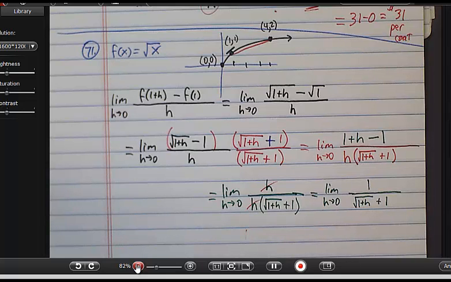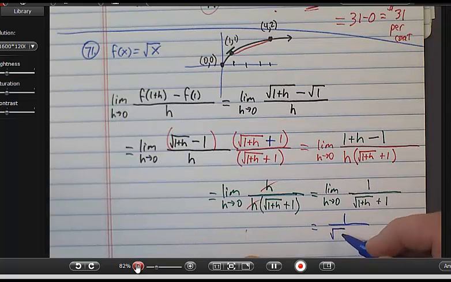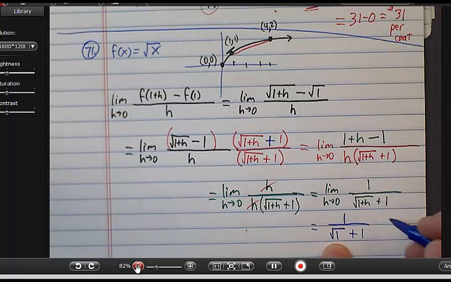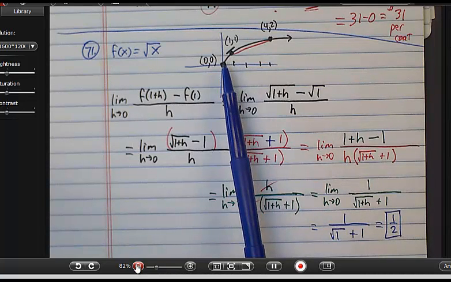Now, can we do it? If you put a 0 in for h, does it work? Yeah, this function's continuous at 0. So we get 1 over the square root of 1 plus 1. What's the square root of 1? So what's the answer? All that work. But see, if I had done that the day you asked, you'd have got, okay, the answer's a half, big deal. But now we know what it means. The slope of the tangent line is a half.